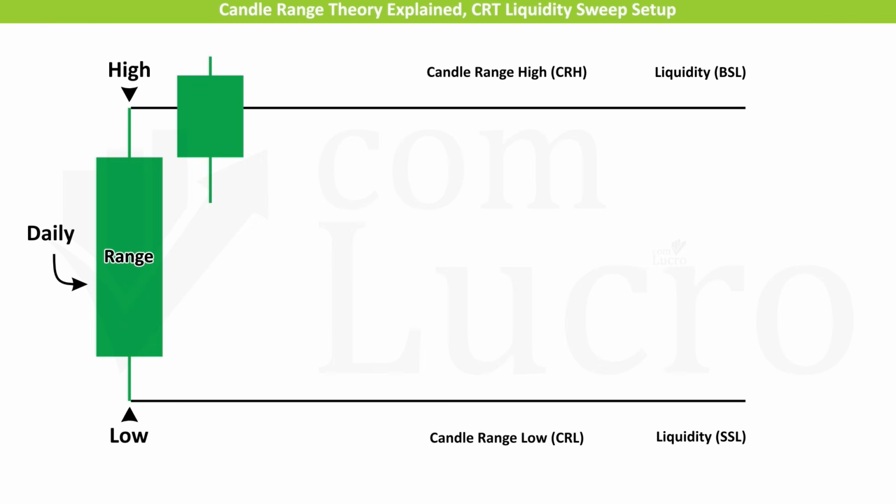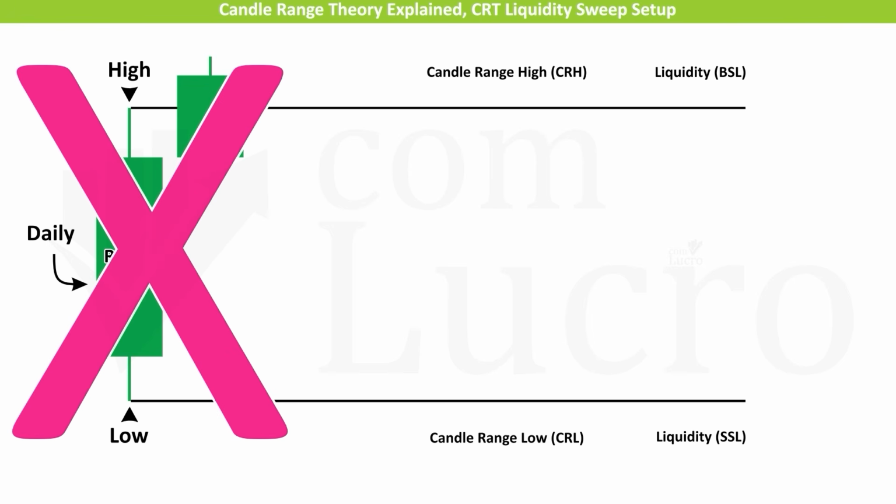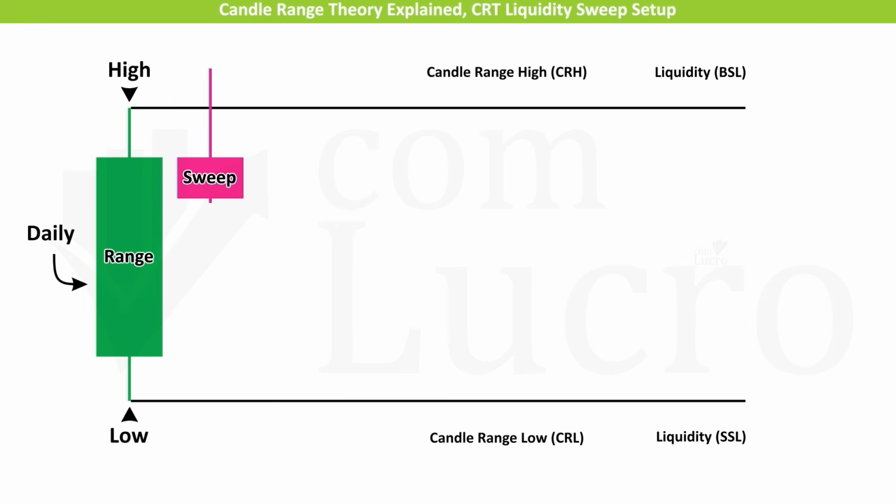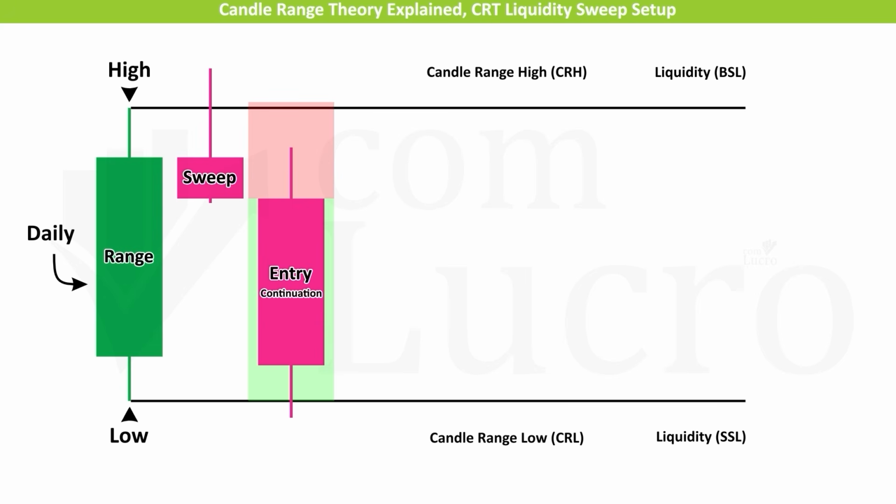However, there is an important condition. If the second candle closes decisively above the CRH, the CRT setup becomes invalid. In that scenario, the market is expanding, not rejecting the range. But when the second candle fails to close above the candle range high and instead returns inside the range, we can then look to the third candle for a potential short setup, with the candle range low serving as the logical objective. That covers the core idea and the reasoning behind candle range theory.